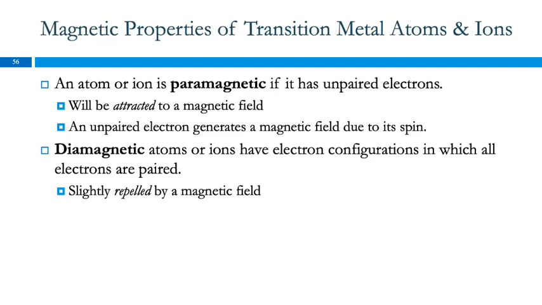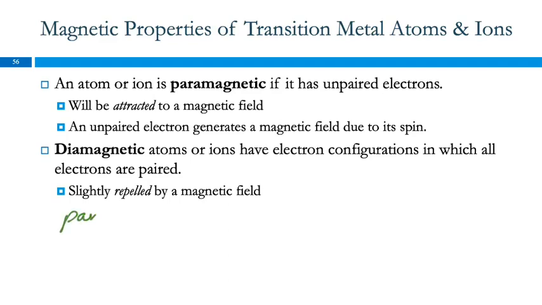In a diamagnetic atom, all of the electrons are paired up. So you have a spin up and a spin down paired together. And so those are not attracted to a magnetic field. They're actually slightly repelled, but we'll go with just not attracted. So paramagnetic has unpaired electrons and is attracted to a magnetic field. Diamagnetic atoms, all the electrons are paired and it's not attracted. This can be so confusing. I always have to stop and think about it.